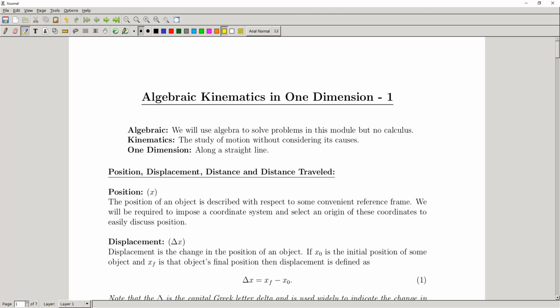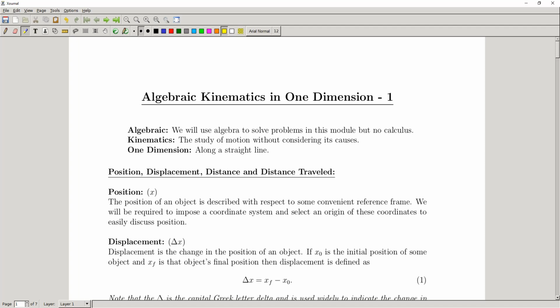And when we talk about kinematics, we're talking about the study of motion without being concerned about its causes. So later on in this course, we're going to talk about forces and different things that can cause motion, but we're not interested in that right now. Right now, we're only interested in the motion itself. We're not concerned about the causes. And when we say one dimension, we're talking about moving along a straight line. So we're only concerned about motion in a straight line.